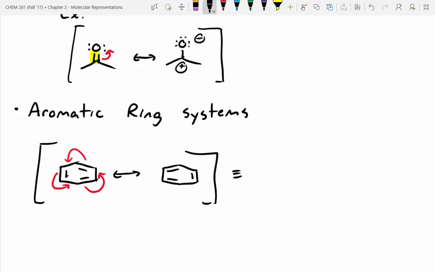However, if we think about it in terms of its hybrid, those electrons are moving all the way around the ring system. You may even see some chemists draw it with a circle inside to show delocalization of all those pi bonds. Those are all acceptable, but it is an important resonance structure for aromatic ring systems.